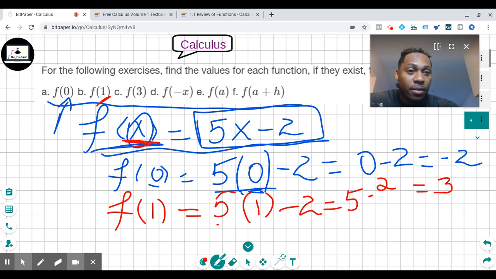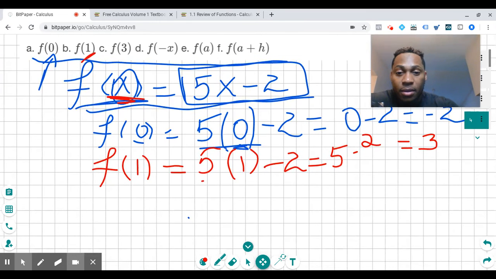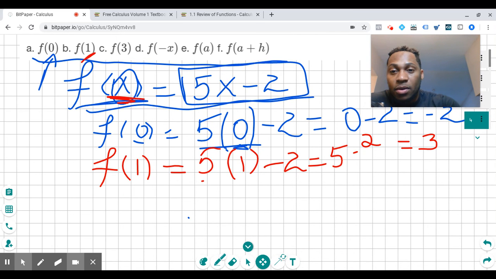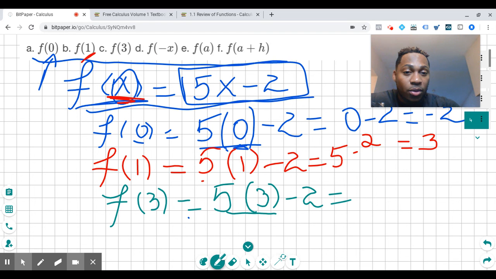Let's continue. Let me scroll the screen up for a little bit. Let's use a different color again, green this time. What is f of 3? Same way, every time we see x, we're going to replace it by 3. 5 times 3 minus 2. So 5 times 3 is 15, minus 2. 15 minus 2 is 13.